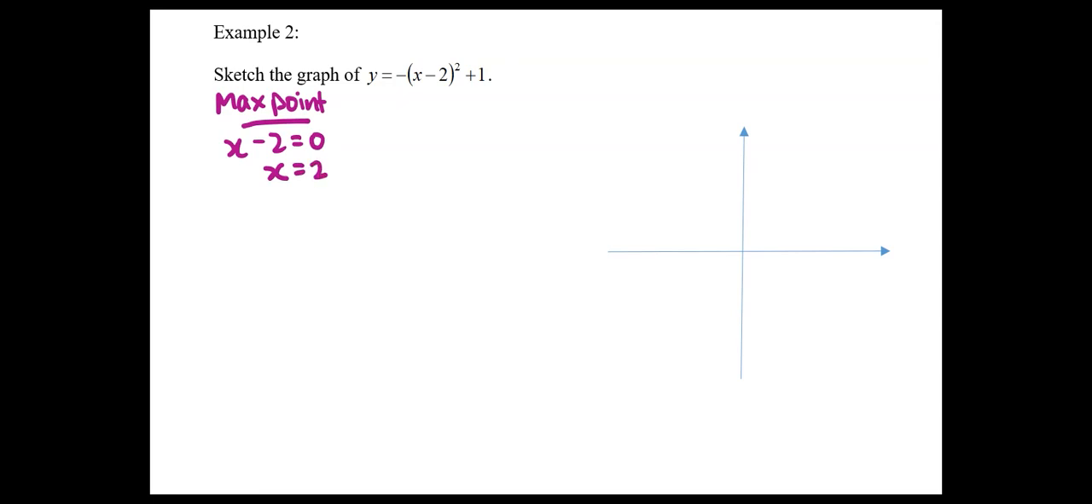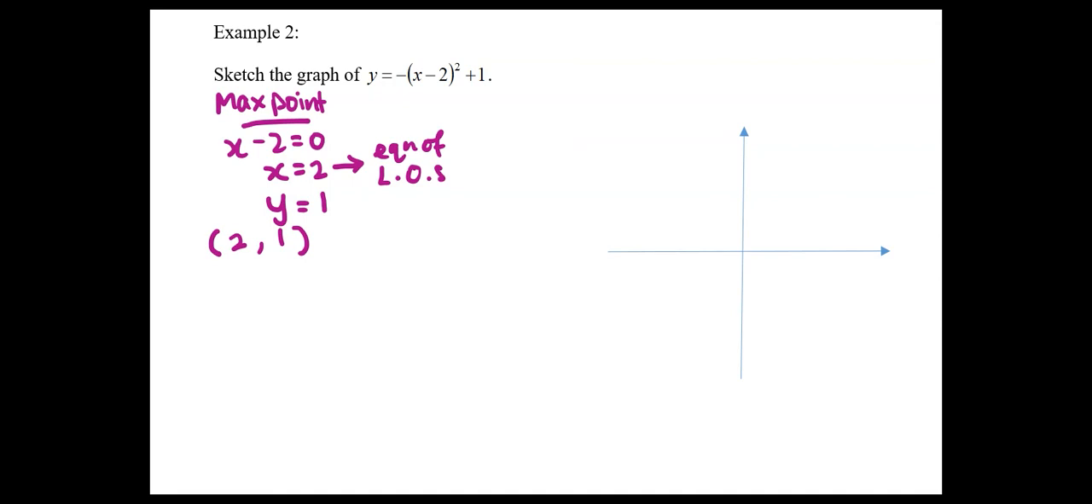So therefore we get x equals 2, which happens to be the equation of the line of symmetry as well. And the next thing we have is y equals positive 1, which is a constant outside here. So therefore the coordinates of the maximum point is actually (2, 1).